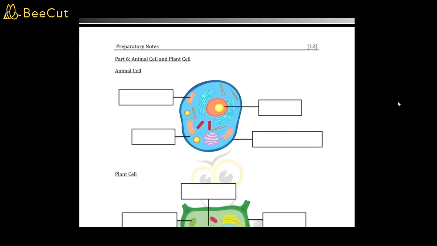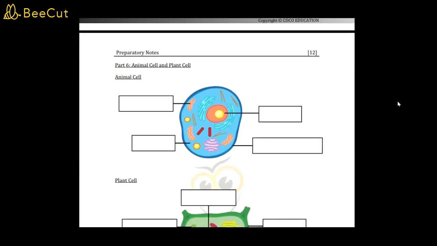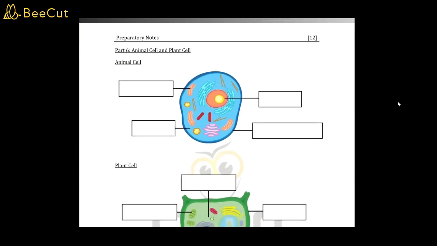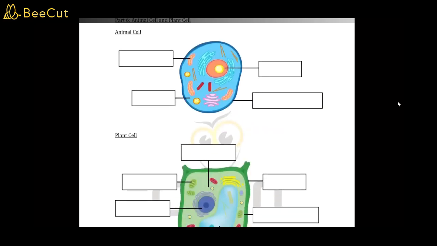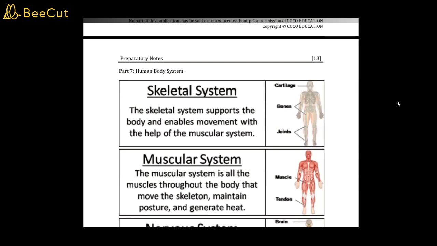Next, we have biology. In this section, we begin with the animal cell and the plant cell. From this topic itself, we're going to differentiate the animal cell and plant cell, looking into the structures, the organelles, and their functions. Then we move on to the human body system, where we explore how the human body is organized and how its systems are put together to maintain health.